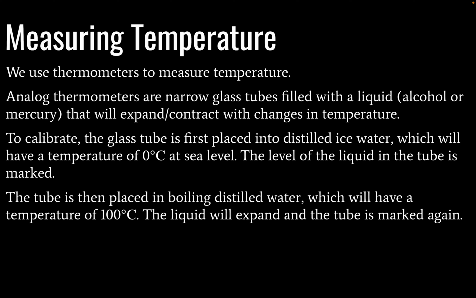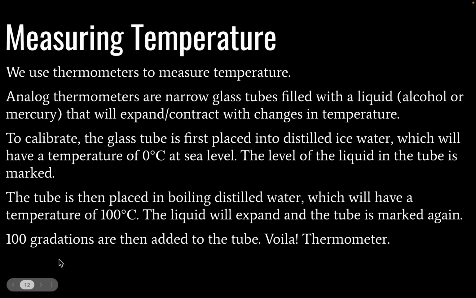Okay, you would then take that tube and put it into boiling distilled water, preferably at sea level. And this should have a temperature of 100 degrees Celsius. So the liquid expands, and then you mark the tube again. So now you have 2 marks on your tube, and you just need to divide those marks by 100 in terms of distance, and then add a bunch more marks to the tube. Okay, and there's your thermometer. Done.